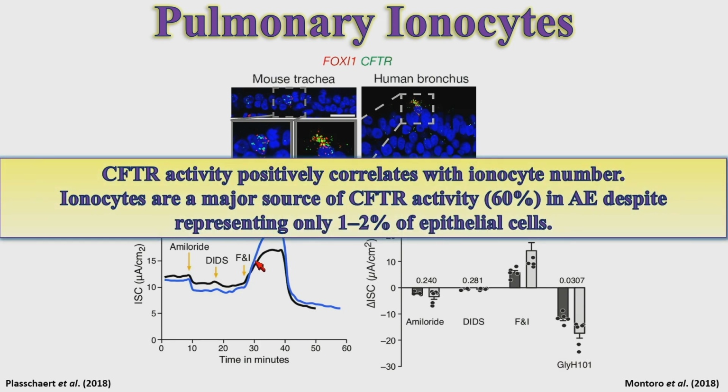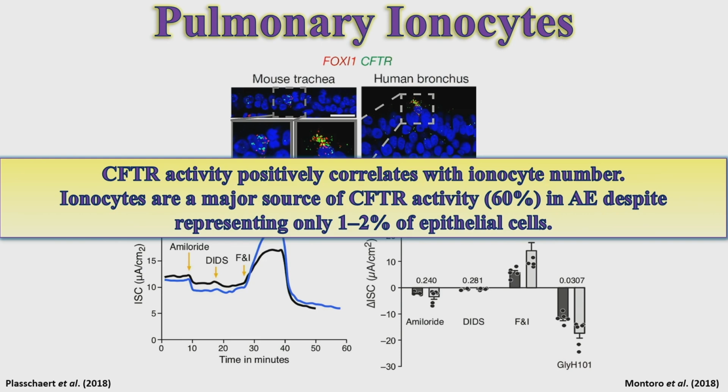So the conclusion of these papers was that CFTR activity positively correlates with ionocyte number, and even though ionocytes are rare cells representing only 1 to 2% of all epithelial cells in the airways, they are a major source of CFTR activity.